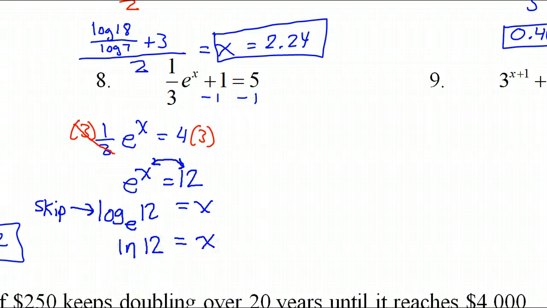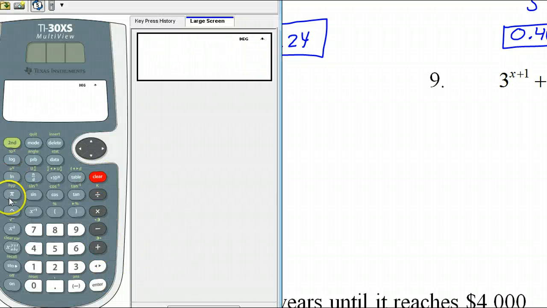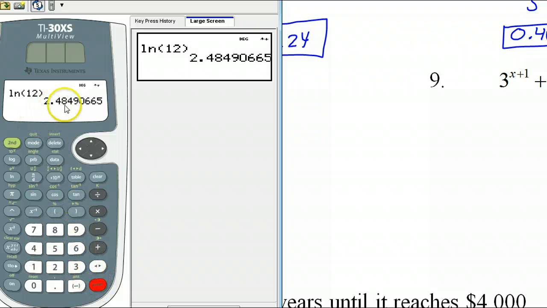And I can just put that straight in my calculator. Alright, natural log 12. So 2.48.